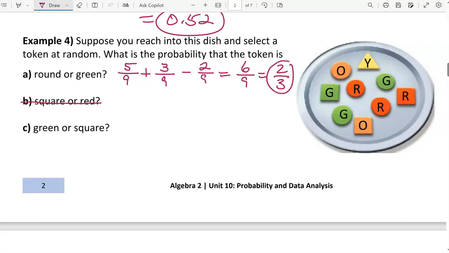Let's skip B. Let's take a look at the third one. What is the probability that we select either a green or a square? So we've said before there are 3 out of 9 green tokens. And let's count up our squares. It looks like we have 3 squares in there. So the probability of picking a square is 3 out of 9. Now we have to subtract off, since we've counted them twice, the green squares. Well, there's only one of those, so our total probability here is 5 out of 9.